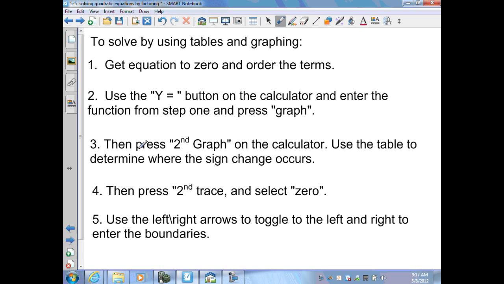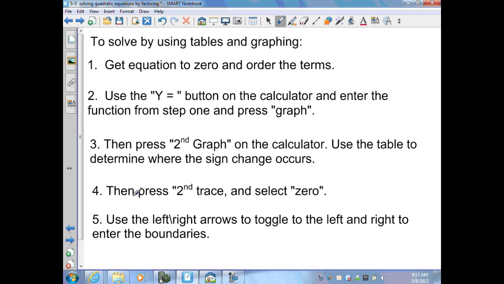Number 3, then press second graph on the calculator. That will give us the table of the graph represented in number 2. Use the table to determine where the sign changes occur. In other words, where the y values go from negative to positive or positive to negative. And in between those values will be a 0.